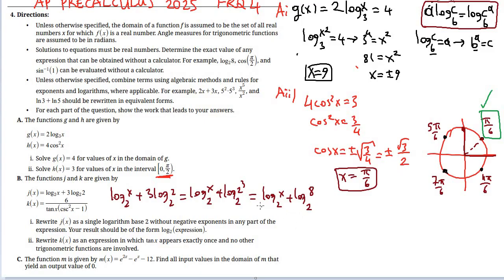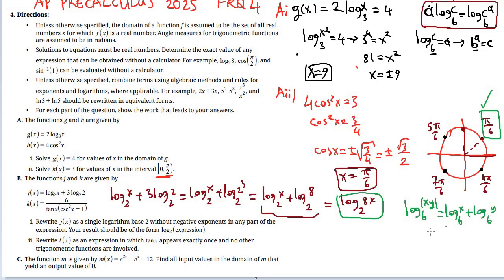Now we can compact the addition as multiplication. So log base 2 of 8x. This is our final answer. We utilized this rule: log base b of xy is equal to log base b of x plus log base b of y. This is the product rule. If the argument is in product form, you can expand it as addition on the same base, or compact it similarly. So that was B-I part.